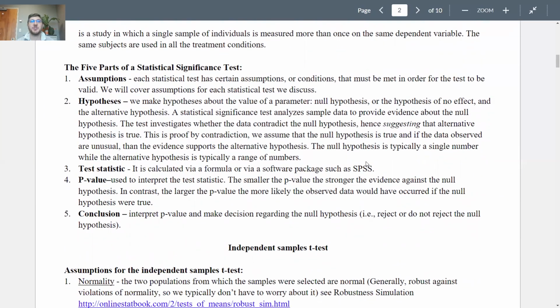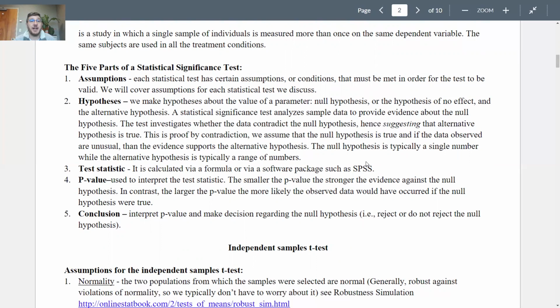So in this module, we really get at one of the main things we do in statistics. We estimate parameters and we test hypotheses. And so each hypothesis test or statistical significance test consists of basically 5 parts. One is what we call assumptions. So each test makes certain assumptions or conditions about the data, and these conditions need to be met in order for the test to be valid.